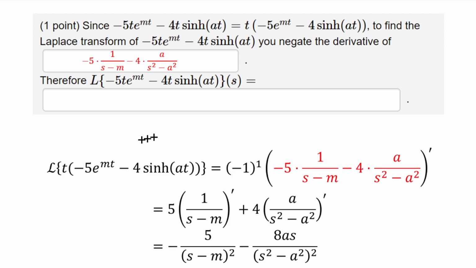So what's the answer for the question? First, you're to take the derivative of this function, so that's what goes in here. And then the result is this, so that's the answer.